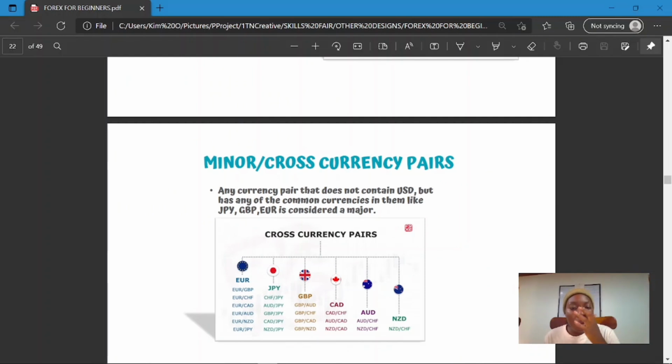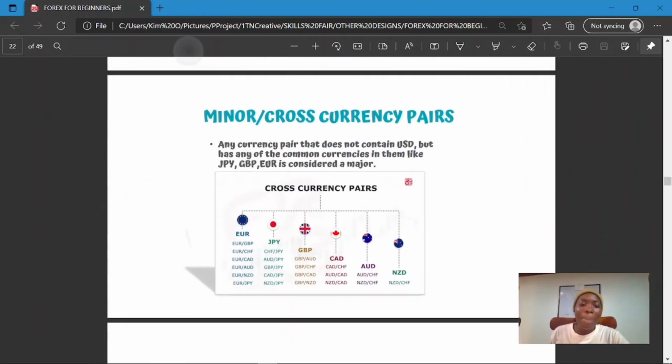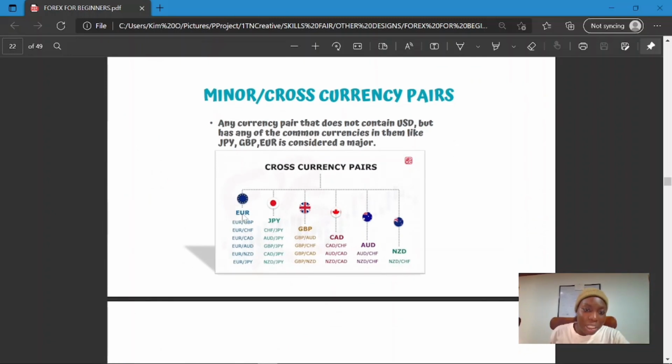Now, minor currency pairs are any currency pairs that do not contain USD but have any of the common currencies in them, like GBP, JPY, Euro. There's no dollar there, but it has any of these 8 most traded currencies in them. Those are minor currency pairs. We can see here for Euro, Pounds, GBP, CAD, AUD, and NZD.